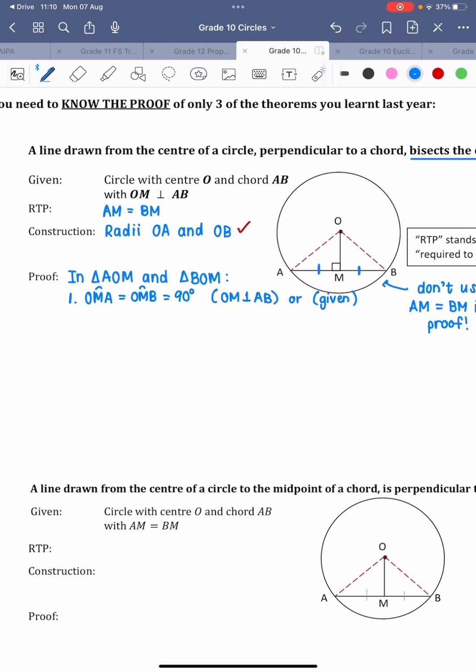Now we're going to talk about our hypotenuses. So we're going to say OA is equal to OB. Reason is going to be radii. Right? Because OA and OB, the lines that I drew in, those are radii, and we know that radii of a circle are always equal. So OA is equal to OB. The reason is radii. And third line is going to be our side. OM is common.